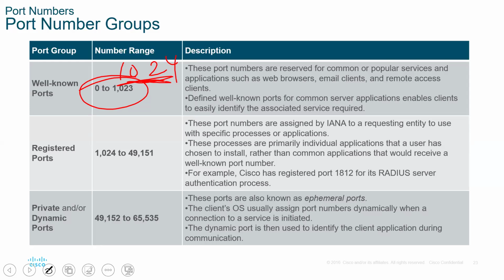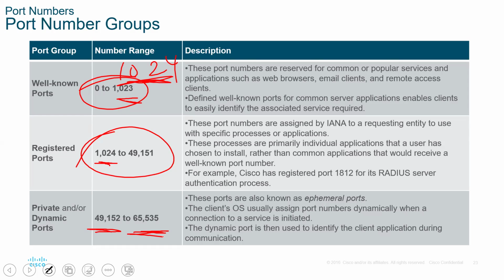Then you have the private and dynamic port numbers. The private port numbers start from 1024 to 49151. So you see it's a continuation. This one stops at 1023. This one continues 1024 to 49151. Then this one continues from 49152 to 65535.